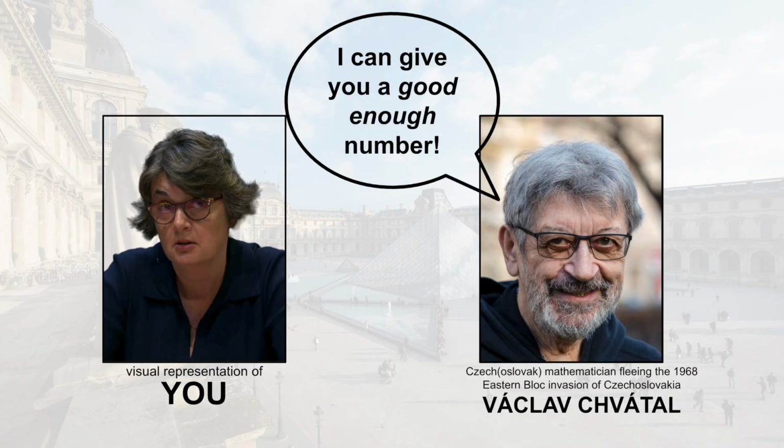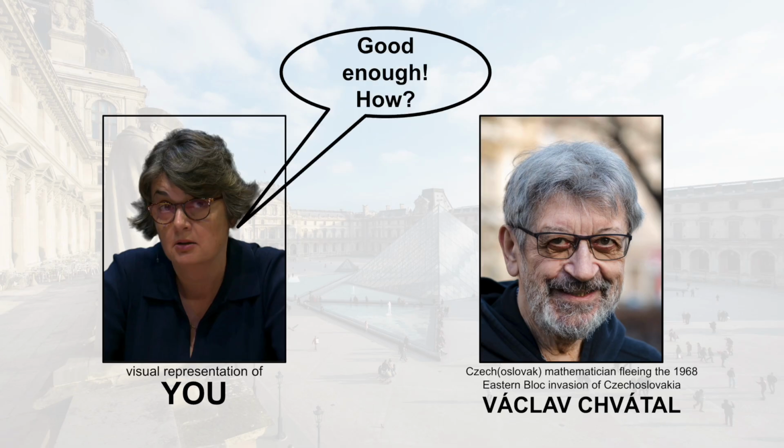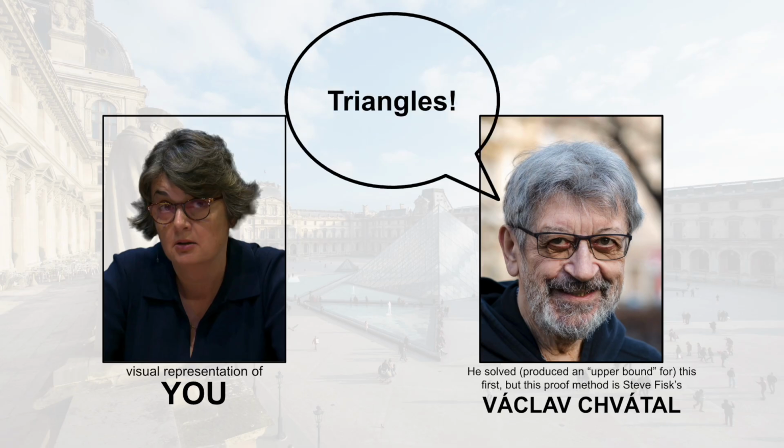So luckily, a fellow named Václav, originally from Czechoslovakia, who has since moved to Canada and the US, says he can give you a good enough number. So it may not be the most efficient possible number, it may not be the smallest possible number, but it will always be good enough, and it will be a reasonably small enough number. You say, that's wonderful. You ask him how, and he says you can do it through triangles.